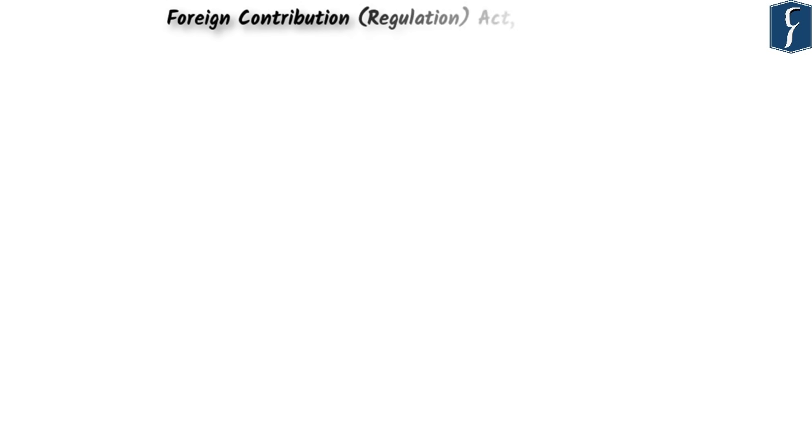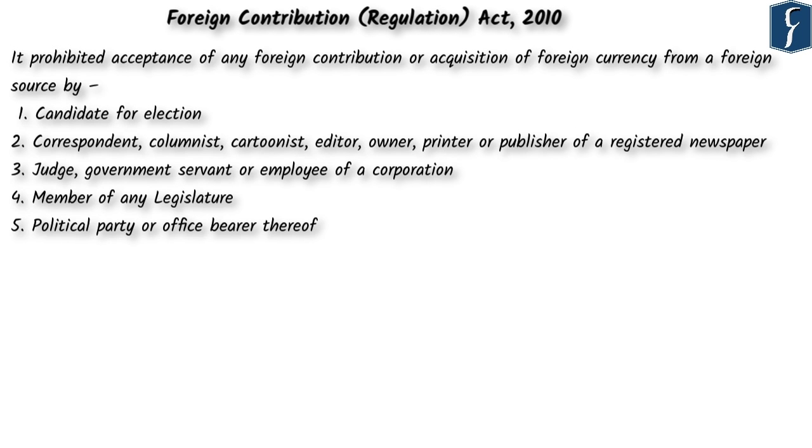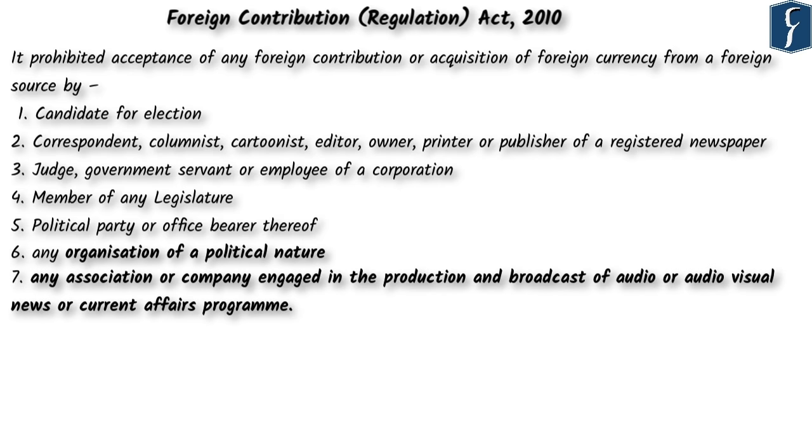This new act enlarged the list of the group prohibited from foreign contribution. So now the prohibited category will also include any organization of a political nature. Note this, and any association or company engaged in the production and broadcast of audio or audiovisual news or current affairs program. This addition was crucial. And now if the government wants to ban any NGO or trust or any corporation, all it has to do is to prove that this organization is of political nature.